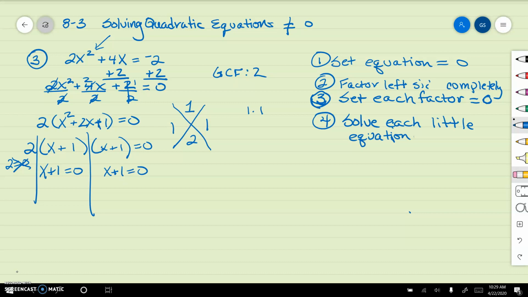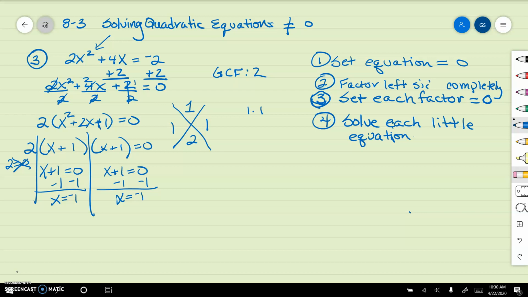Okay, we're going to solve each of these. Subtract 1 from each side, we get x equals negative 1. We're going to get the same thing on this side. x equals negative 1. Okay, how many solutions do we have? Well, this solution, x equals negative 1 and x equals negative 1, they're the same thing.